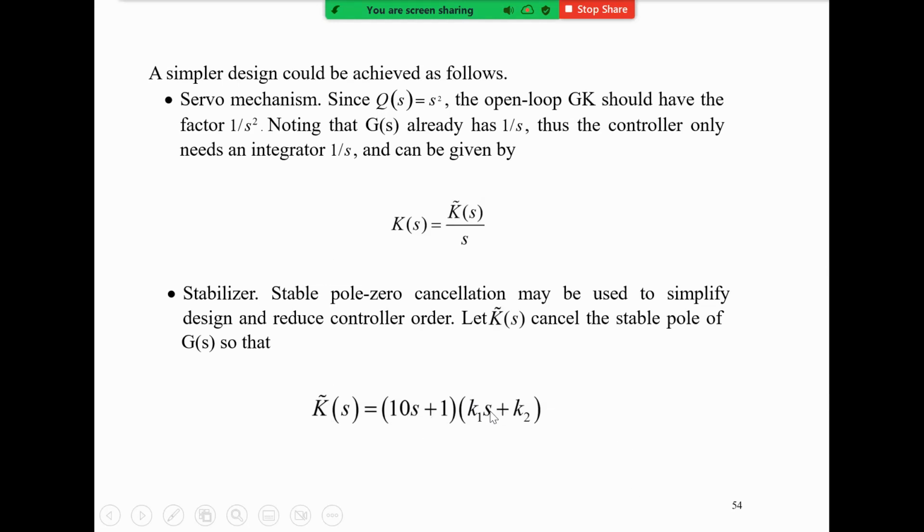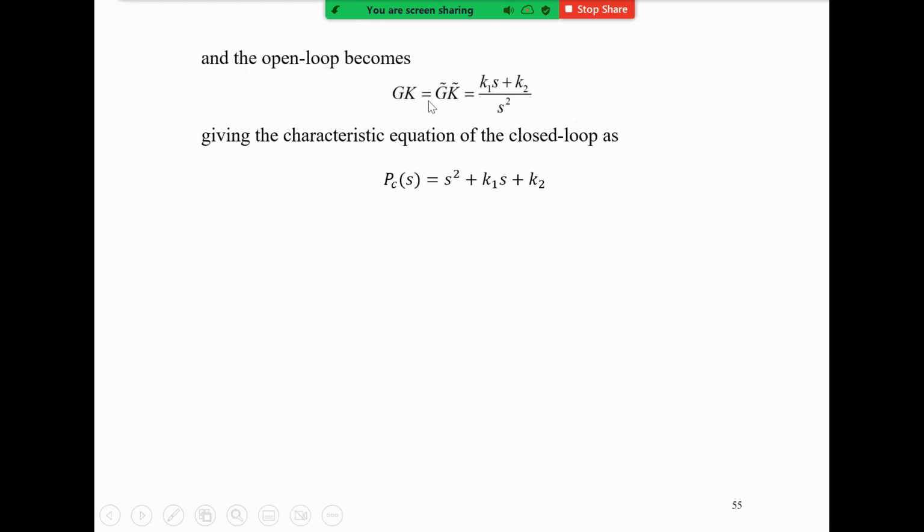And then we also design another polynomial. We want to design this k1s plus k2. Then we put it in. So this is the open loop transfer function g times k. Okay, and we know that the common factor already cancelled out, right? That stable factor 10s plus 1 already cancelled out. So eventually, this will be the form.